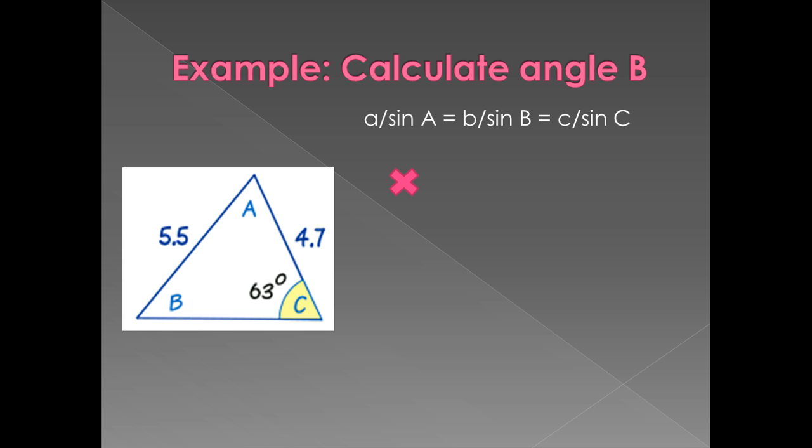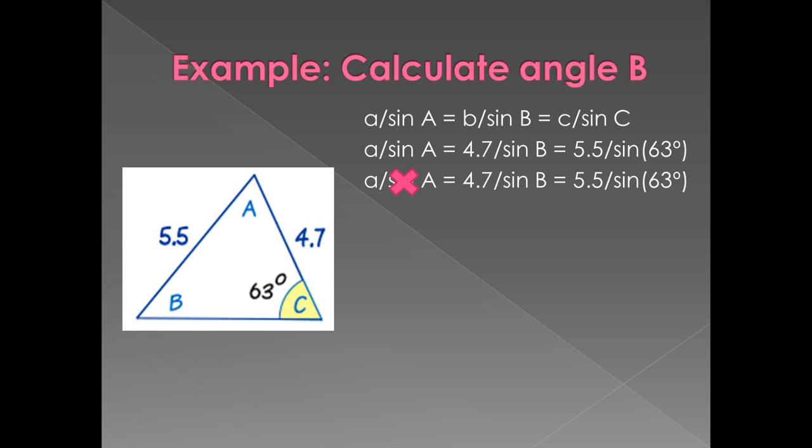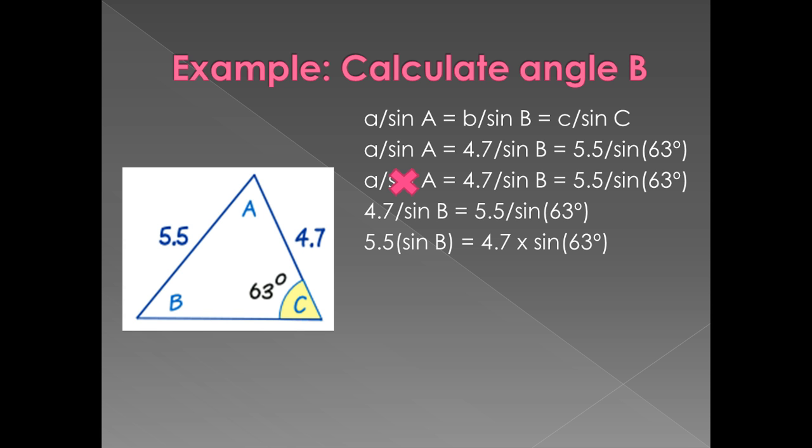Now, let's try an example to see why this law is useful for determining an unknown angle. Once again, the first step is to plug all the known values into the formula for the sine rule. When we do that, we see that a over sine A is not used, so we can ignore that part of the formula. Then we are just left with the rest of the formula. The crisscross multiplication is used in order to get rid of the fractions, so solving for B is possible.